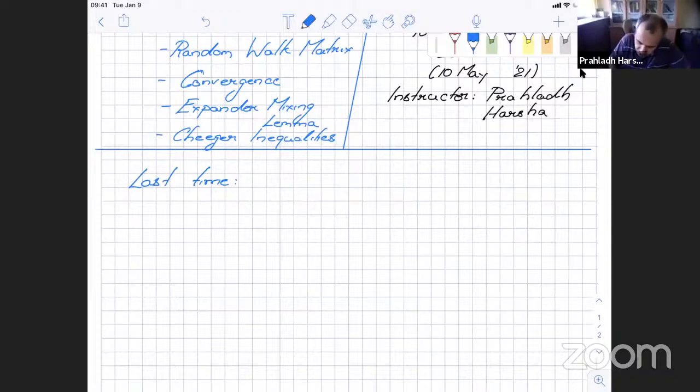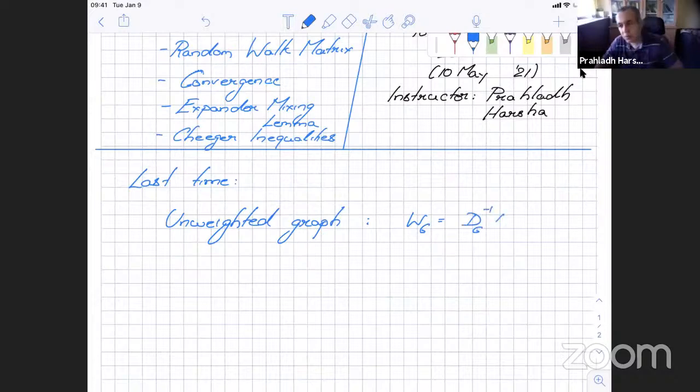It was a generalization. First, we worked with undirected or directed, unweighted graphs. The random walk matrix was just this matrix W_G given by D_G inverse A_G. It was the matrix which represented the probability that you go from a vertex i to a vertex j. And once you write it this way, it naturally generalizes to weighted graphs.